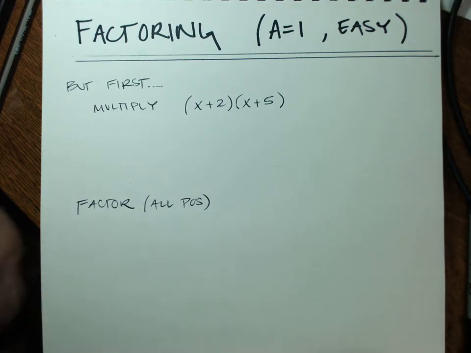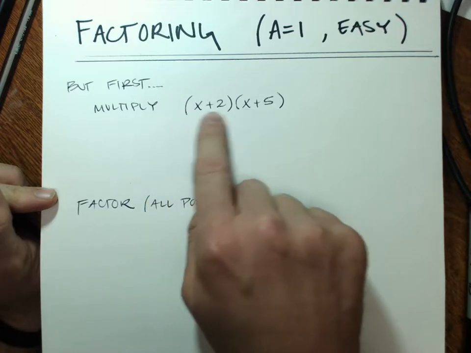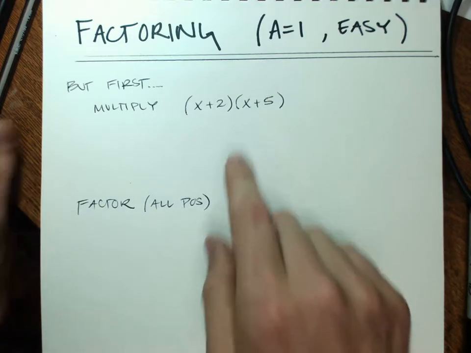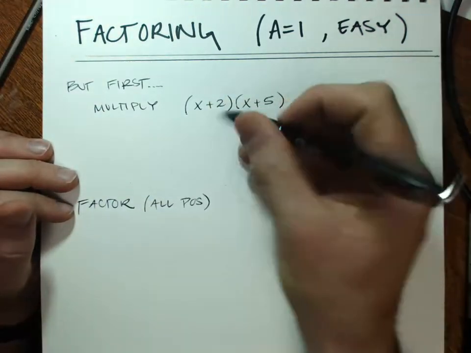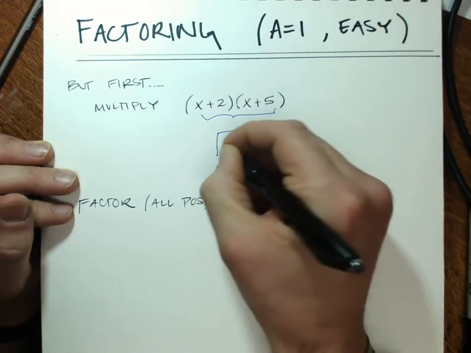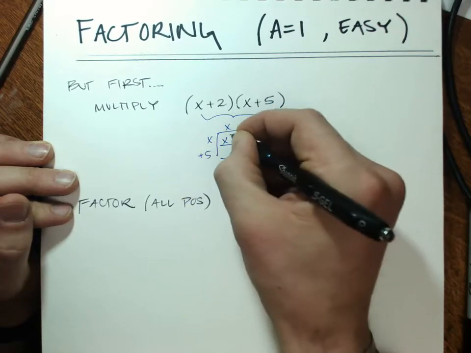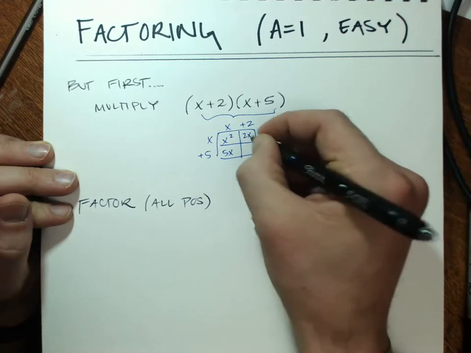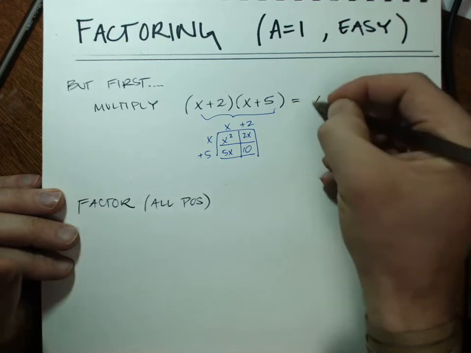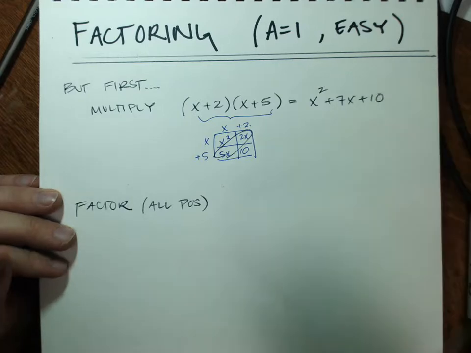All right, we're going to take a look at the factoring skill. And before we do here, let's just take a moment to multiply x plus 2 times x plus 5. And if we do that, this is a box method. x squared, 5x, 2x, and 10. So if we multiply this, this is the same as x squared plus 7x plus 10.